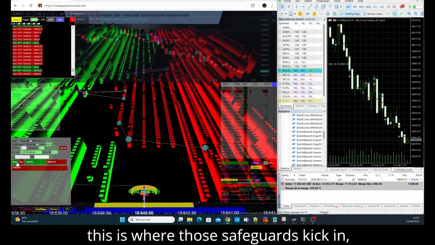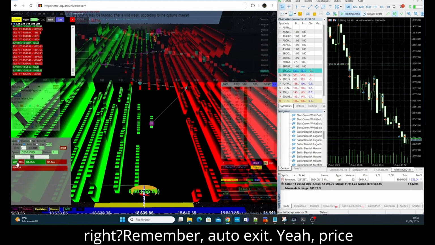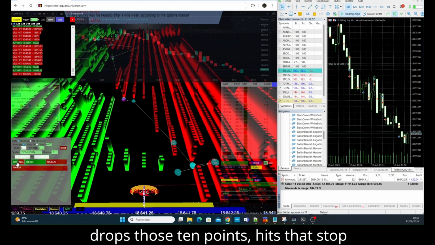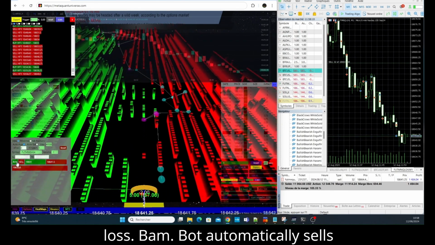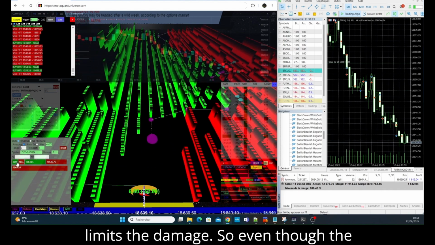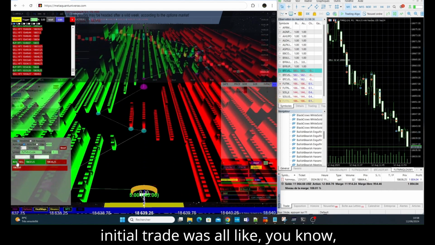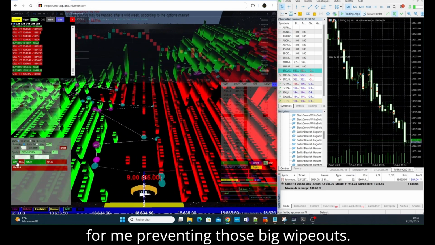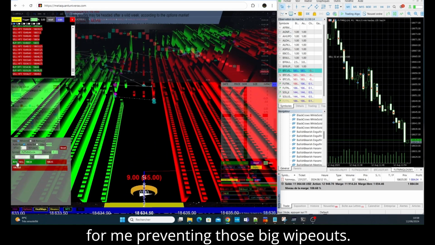Uh-oh. This is where those safeguards kick in, right? Remember, auto exit. Price drops those 10 points, hits that stop loss, bam. Bot automatically sells, limits the damage. So even though the initial trade was all fancy algorithms, it's still looking out for me, preventing those big wipeouts.